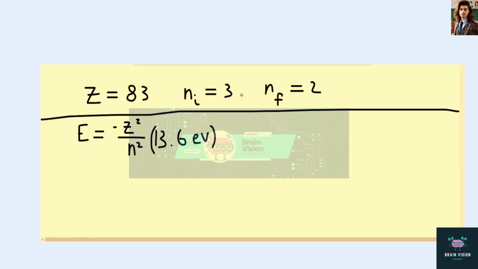And the equation that governs the energy of these different levels, E, is equal to Z squared divided by the energy level squared times 13.6 eV with the negative sign out front. So that negative sign is going to be important.